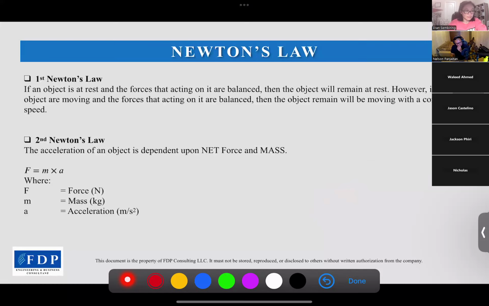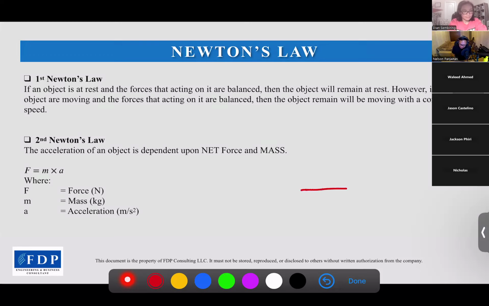And then the other basic thing that we should know about lifting is Newton's law. First, Newton's law says that if an object is at rest and the forces acting on it are balanced, the object will remain at rest. However, if the object is moving and the forces acting on it are balanced, then the object will keep moving with a constant speed.